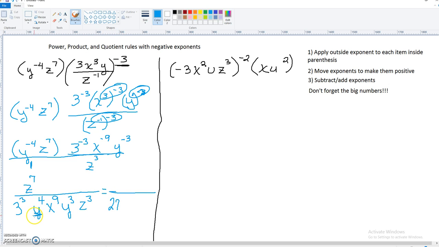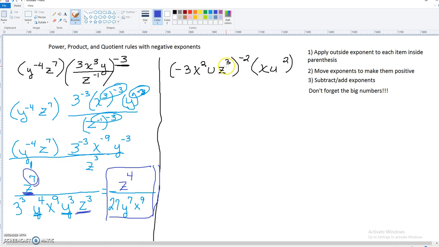Now our y's, they're both on the bottom. They're both like bases, so that means we're going to be adding them. So we've got y to the 7th. We only have x to the 9th, so we're just going to rewrite that. But we have z to the 7th here and our z to the 3rd. Since we're dividing, that means we have to subtract. So 7 minus 3 is 4. 7 is the bigger exponent, so our z to the 4th stays on top. Okay, so that's our first type of problem that you'll see.